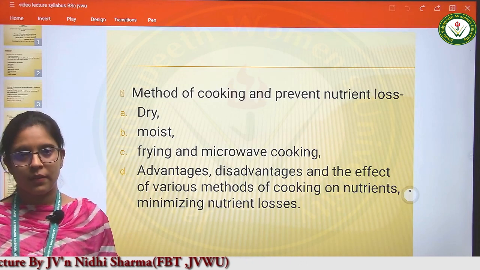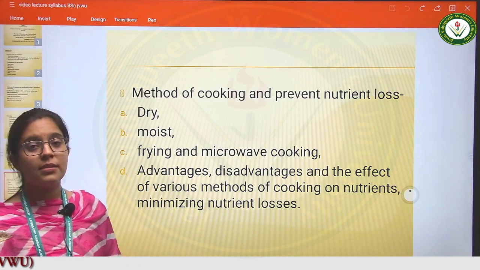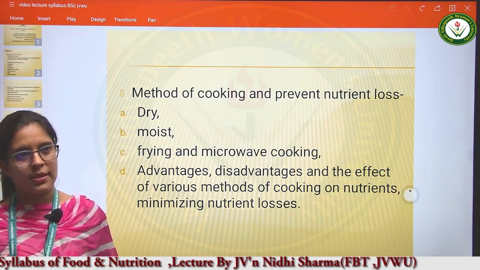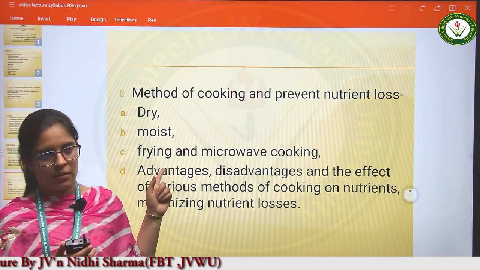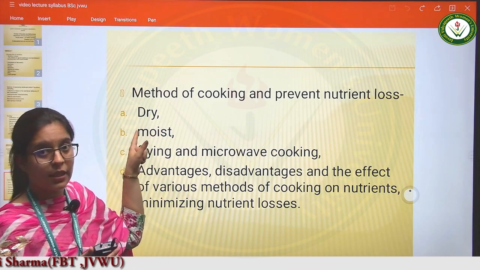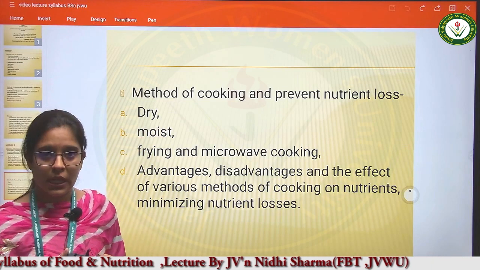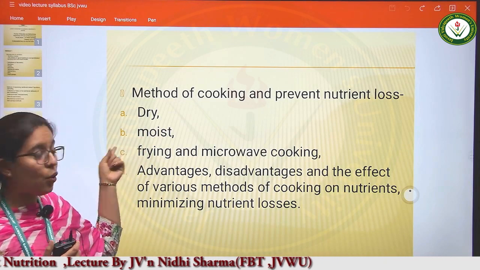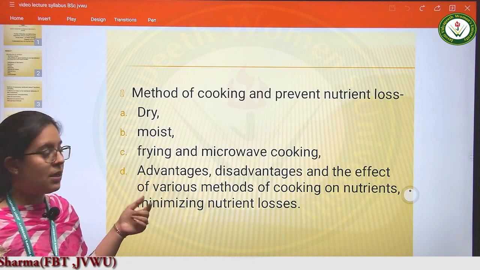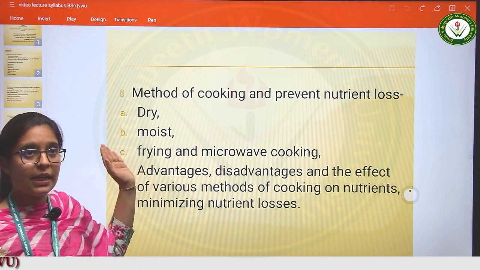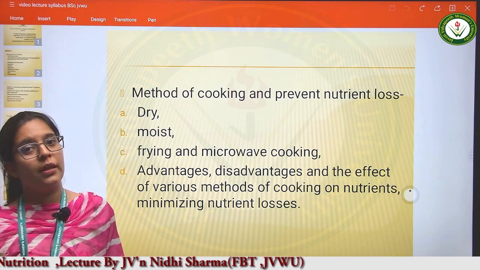Now, dry heat method doesn't require any medium to conduct the heat, whereas moist heat method requires a medium to conduct the heat. There are different categories under the dry heat method, like roasting, grilling, and in moist heat method there are poaching, blanching, steaming, boiling. So these methods we will study in detail under this unit, and what food products we can cook using these methods.